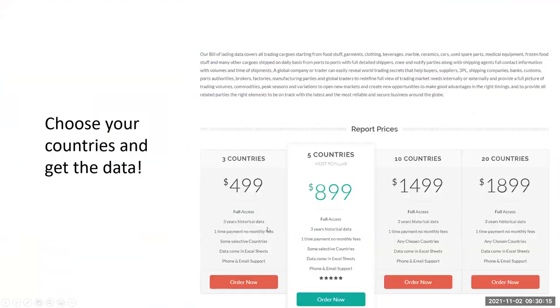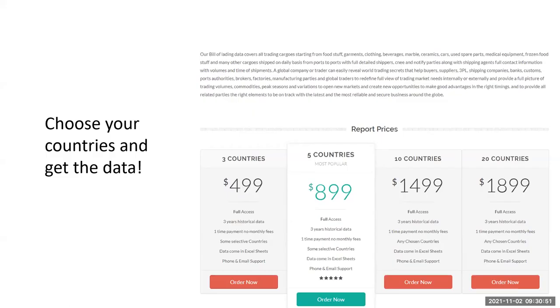Here's what they would charge me: $500 for 3 countries, 3 years historical data, one-time payment, no monthly fees. And data comes in Excel spreadsheets, which means I have to try and manipulate it. I can go with 5 countries, 10 countries, or 20 countries. So it allows you to choose after you've identified from the trademap.com or .org who the countries are. So maybe I only need 3 countries because I'm going to focus on that.